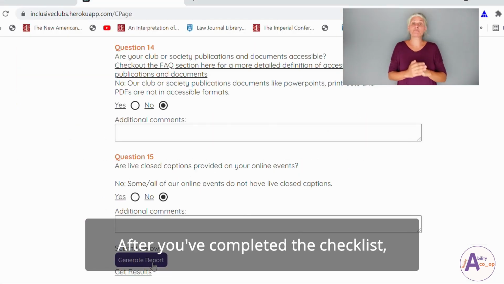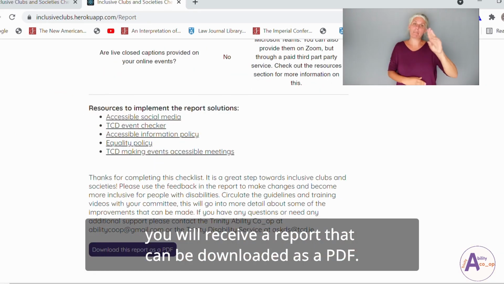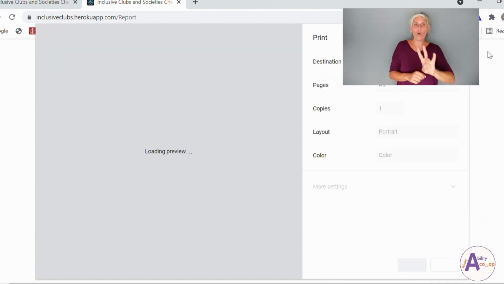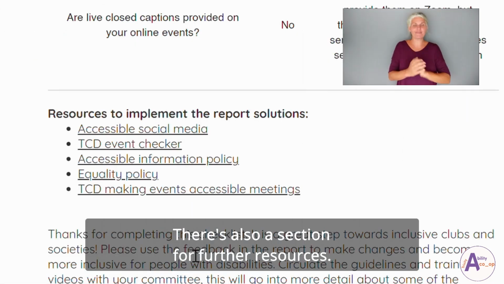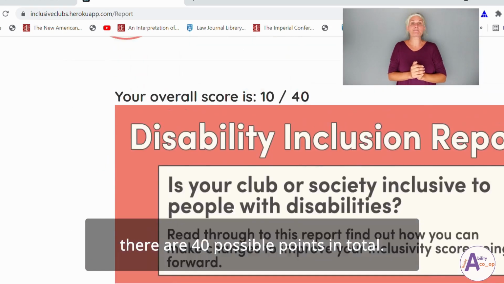After you have completed the checklist, you will receive a report that can be downloaded as a PDF. This will offer solutions to any questions you have. There is also a section for further resources. As each section carries 10 points, there are 40 possible points in total.